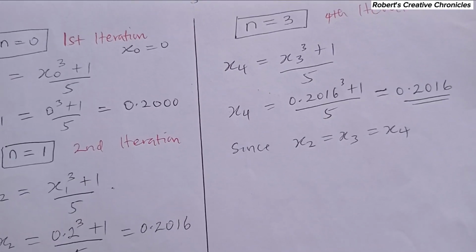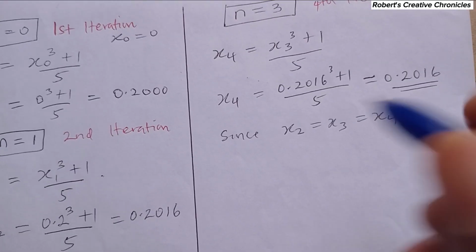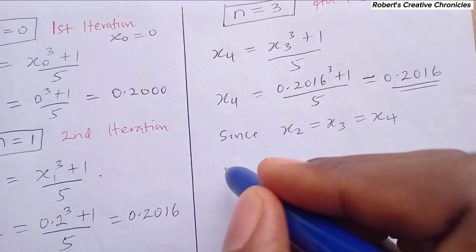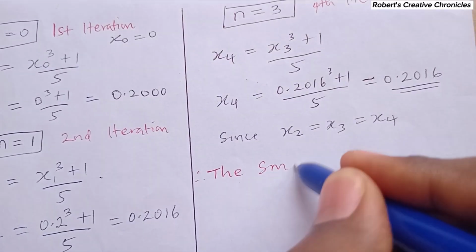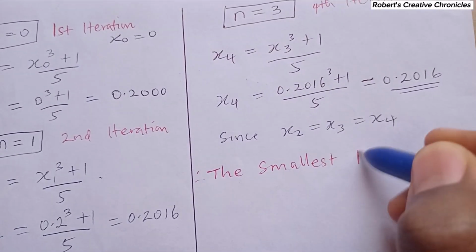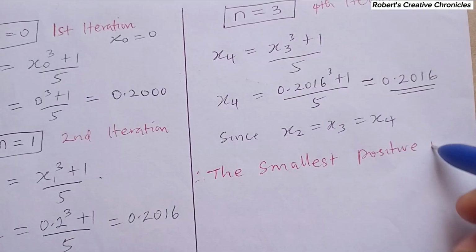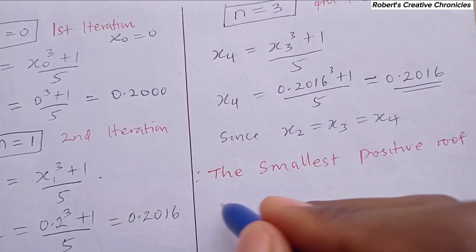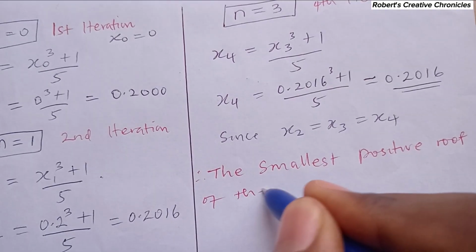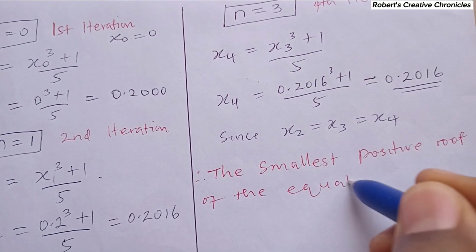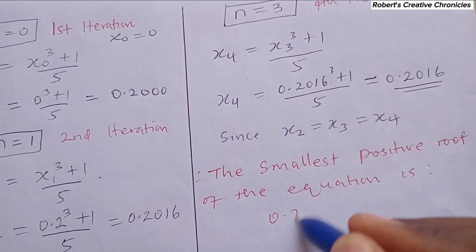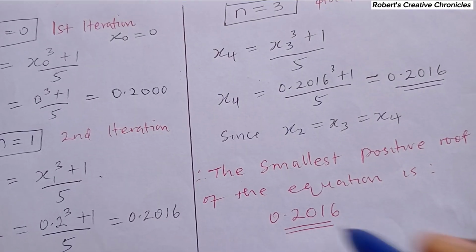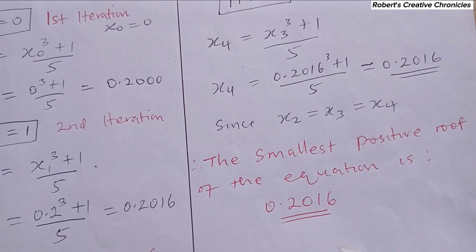So you can write that therefore the smallest positive root of the equation is 0.2016. So this is the smallest positive root of the equation.